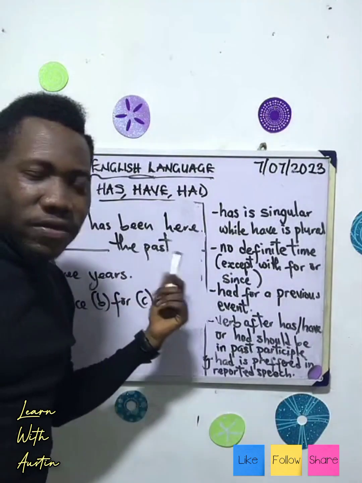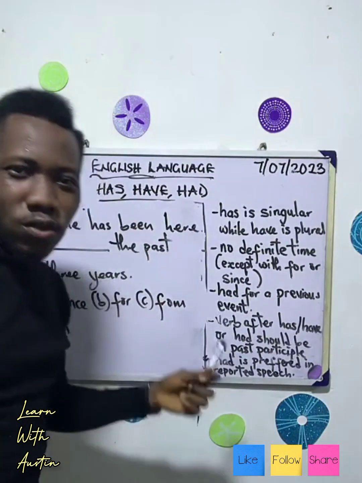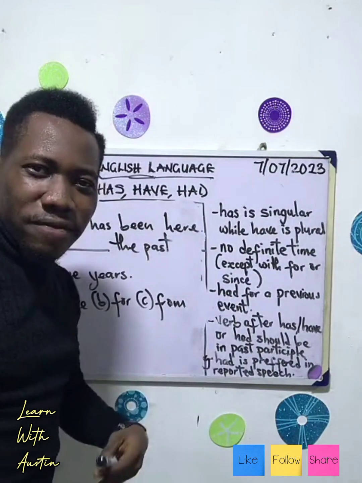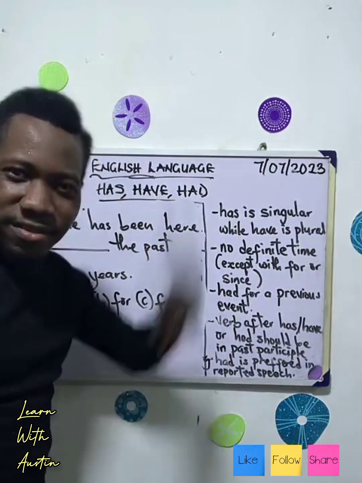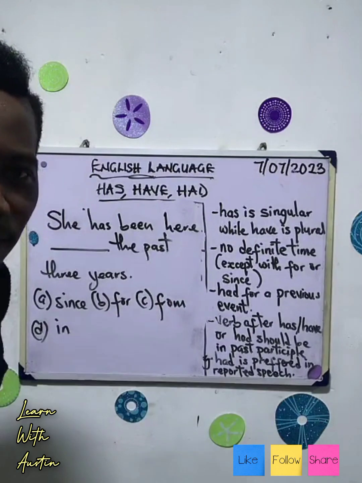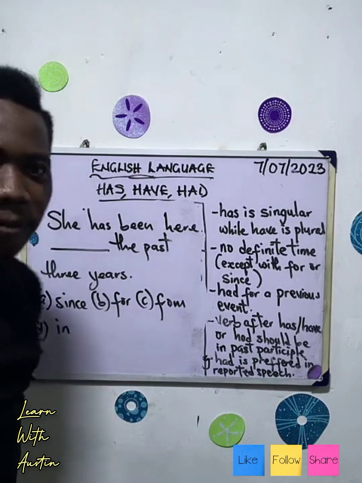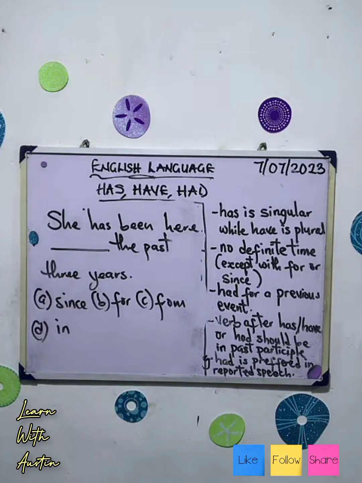If you just have last week, you're going to have since last week. If we just have yesterday, since yesterday, all right? No number, but we have a number here, so that's the answer. For the past 3 years. The answer is B. She has been here for the past 3 years. That's the answer.